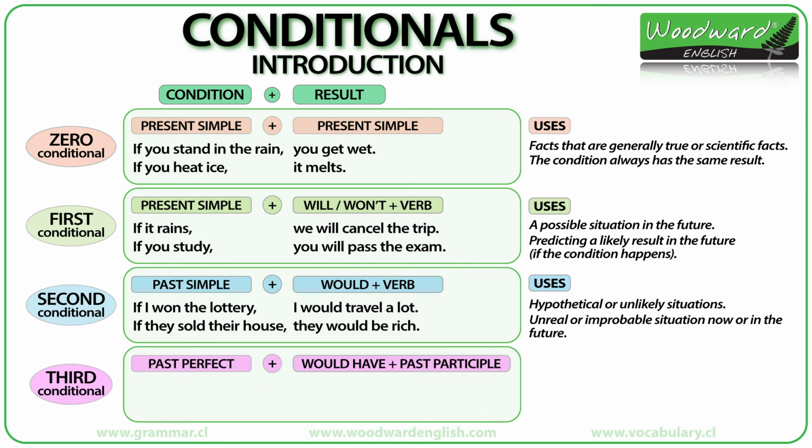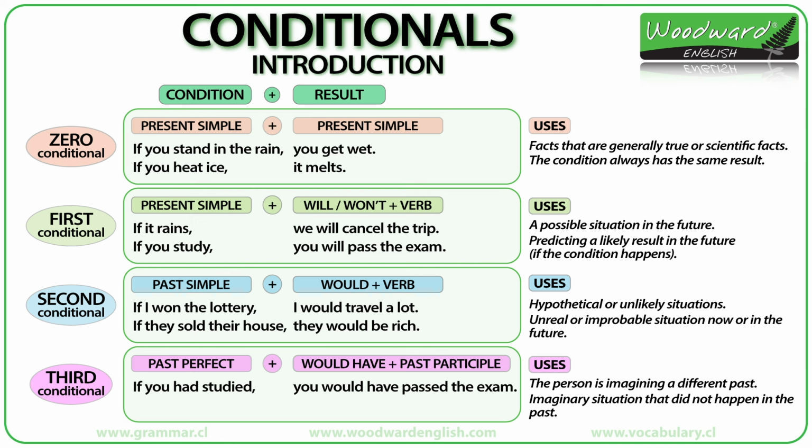The third conditional. This involves the past perfect plus would have plus the past participle. This is used when a person is imagining a different past, an imaginary situation that did not happen in the past. For example, if you had studied, you would have passed the exam. I imagine that if you had done this in the past, the result would have been different. If I hadn't been sick, I would have gone to your party. I'm imagining the situation of not being sick in the past, something that I cannot change now.